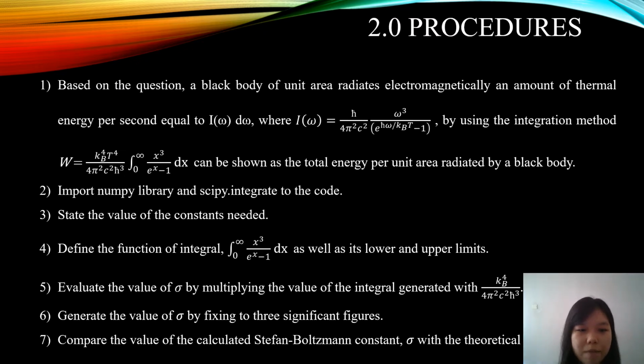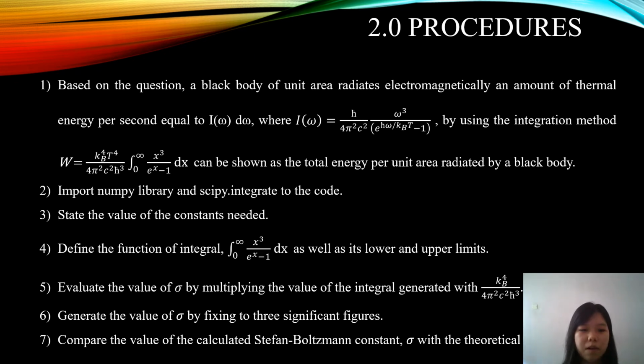For the fourth step, we need to define the function of the integral, and for this question, the integral is given by x cubed over e to the x minus 1, as well as its lower and upper limit. The lower limit will be 0 and the upper limit will be infinity.